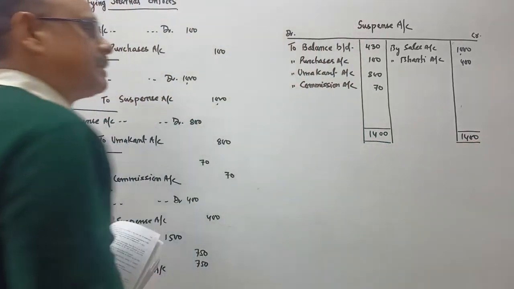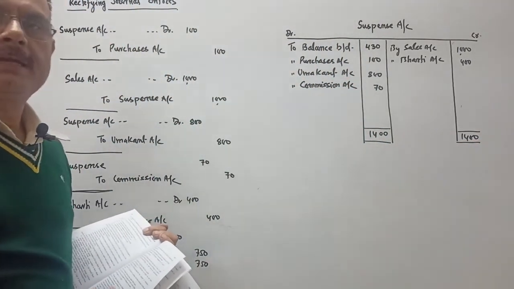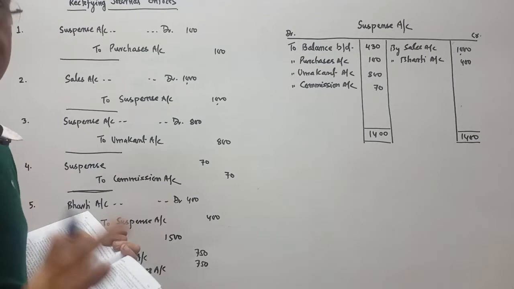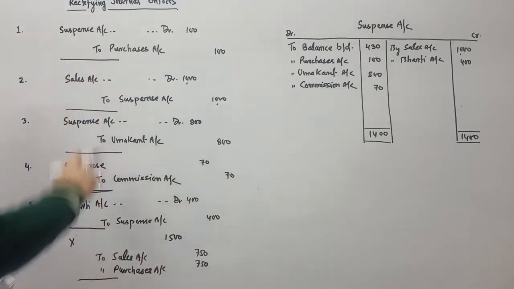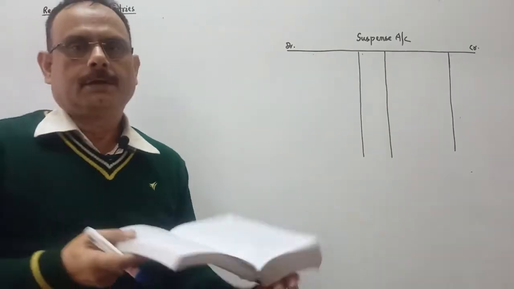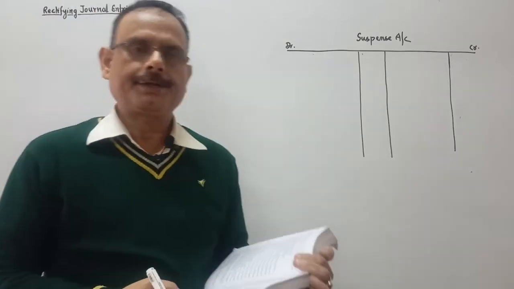So suspense account is now matched. Now errors are duly rectified. All errors are duly rectified. Now come to the next question of rectification of errors.